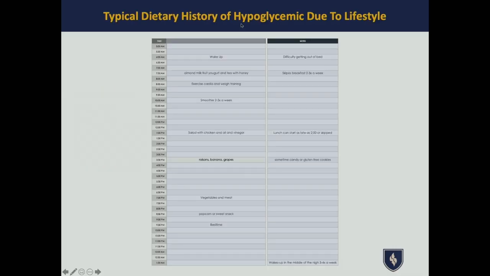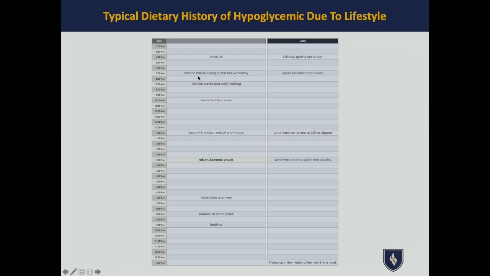So here's a typical dietary history of a hypoglycemic due to lifestyle. Let's say they get up, here it says 6 a.m., and the key thing, really common with hypoglycemics that have lost their adrenal gland function or the cortisol awakening response, is they have a difficult time getting out of bed. Then for breakfast, they note they skip breakfast 2 to 3 times a week, just not hungry. So right away, that's a red flag for hypoglycemia.